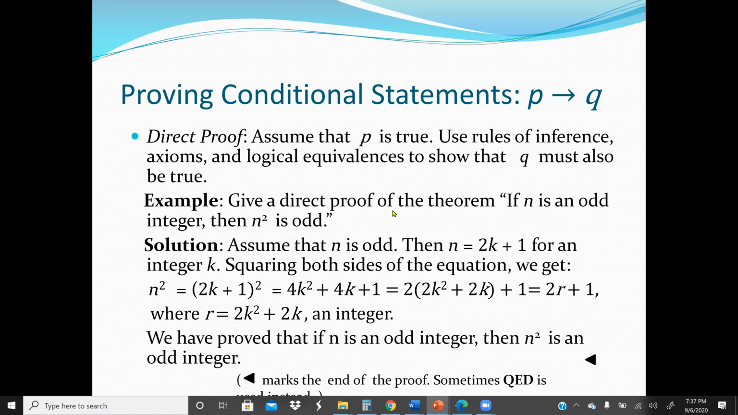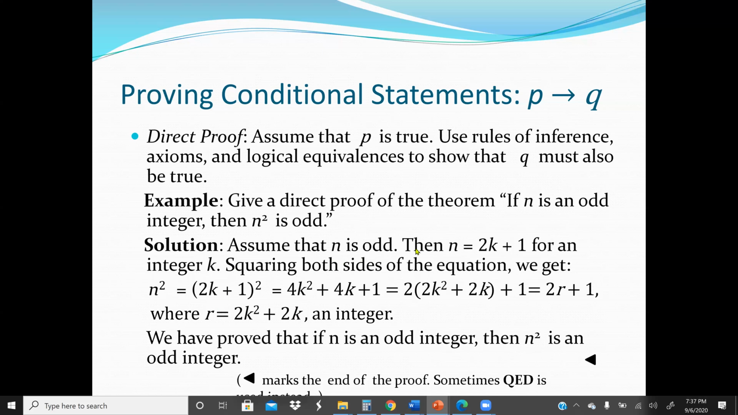So given a direct proof of the theorem, if n is an odd integer, then n squared is odd. Example, 3 squared is 9, 7 squared is 49, 5 squared is 25. So that's the rule we're trying to prove here. If n is an odd integer, then n squared is odd. Now let's see the solution.